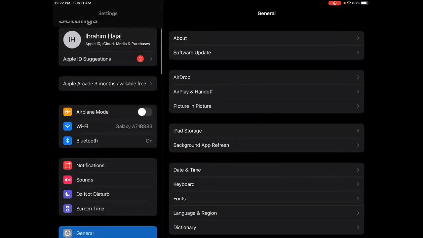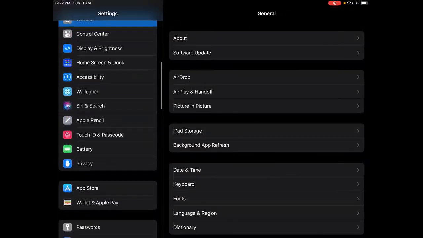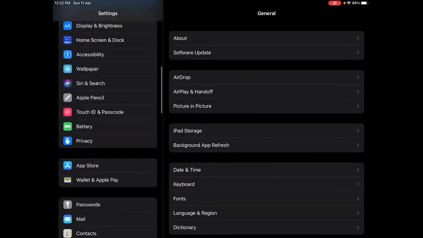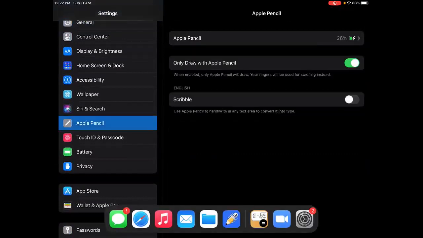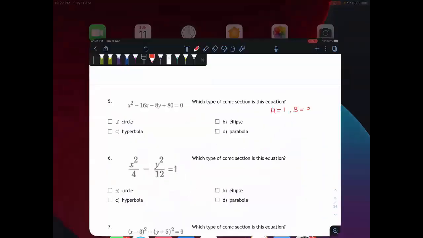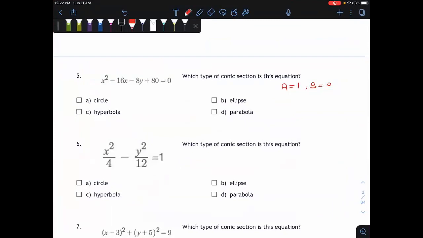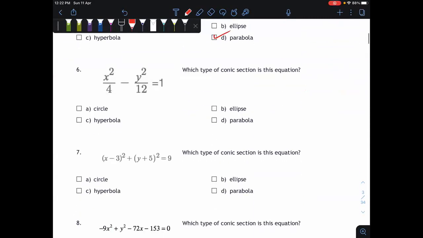Okay. Yes, yes. So because A is 1 and C is 0, the C here is equal to 0. So when any one of them is equal to 0, either A or C, it's a parabola. Okay, next question, which type of conic section is this equation?